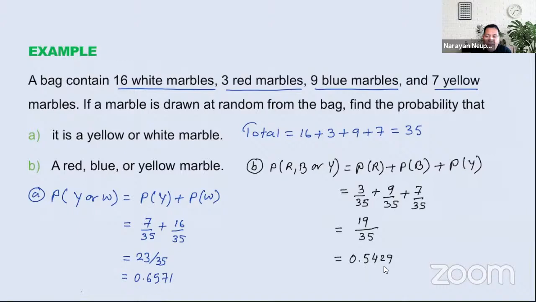So it is 0.5429. So in this example, we have a question with the critical word or keyword "or." That means we have to use the addition rule. And when you look at the events, they don't share anything in common. That's why these events are mutually exclusive, or disjoint. That's why we add the individual probabilities to find the probability of the events given in the problem. So this is the first part of the addition rule, and it is called the addition rule for mutually exclusive or disjoint events.